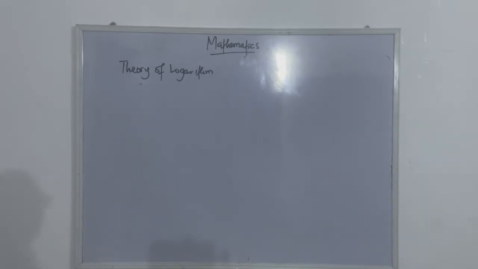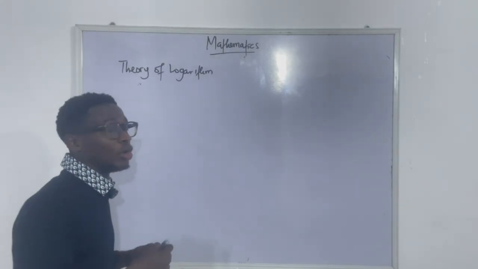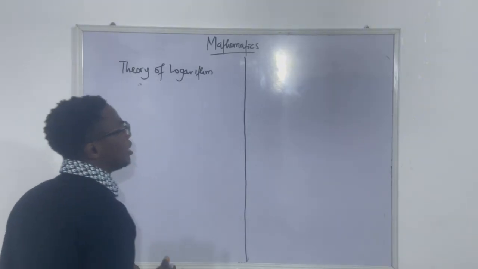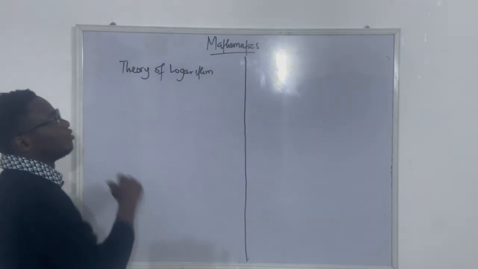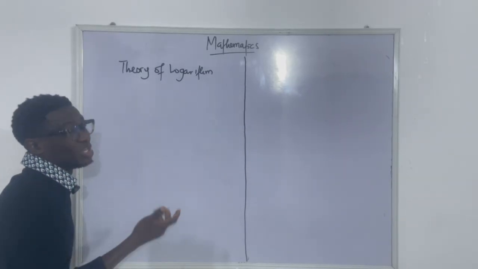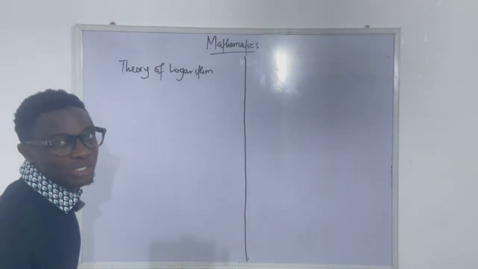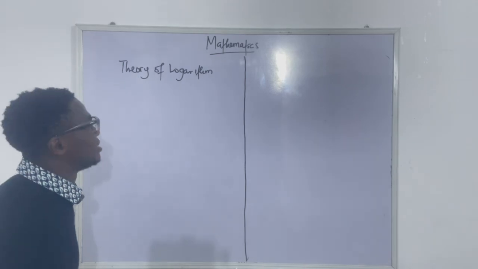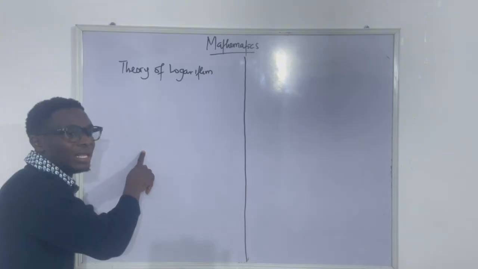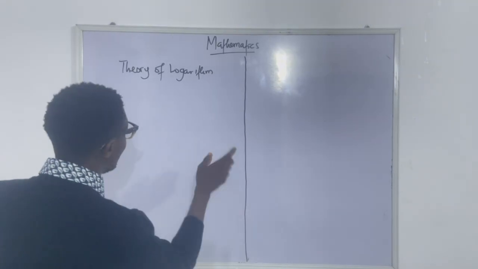Good morning, everyone. In today's class, we are going to talk about the theory of logarithm. When we talk about the theory of logarithm, we are also talking about the reverse version of the laws of indices. Just so you know, in indices, whenever there's a multiplication operation between them, we add the powers. But in logarithm, whenever you have an addition operation between them, provided that the bases are equal, you will add the numbers.